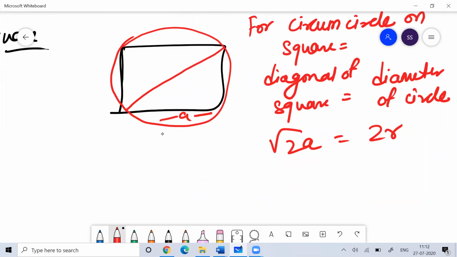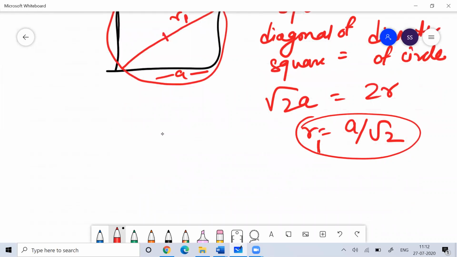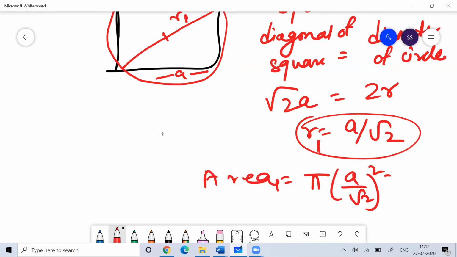So I can write r in terms of a: r is equal to a by root 2. This is the circumcircle. So what would its area be? The area of the circumcircle is pi into (a by root 2) squared, which means pi a squared by 2.